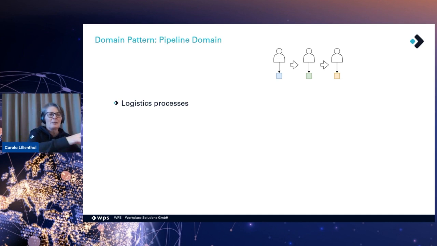You have the customer who asks for some goods, and then the goods are prepared in the stock, and then they are put on a boat or on a vessel, and then they are put on a truck, and then maybe at the end there is some lorry who brings the goods to your house. So this is a typical example for the pipeline pattern.